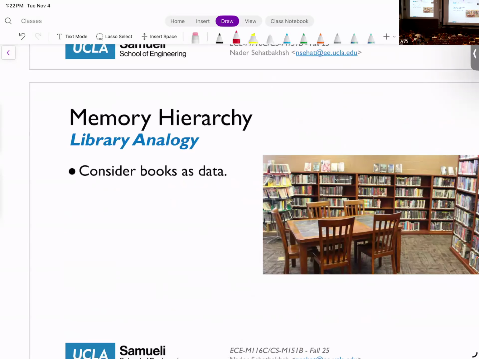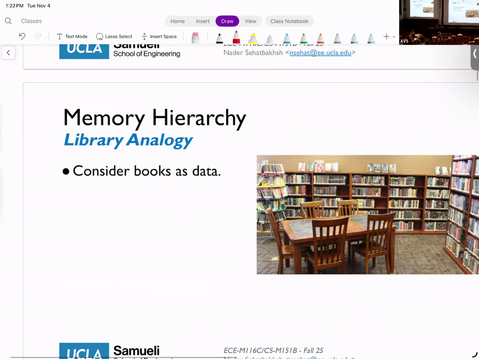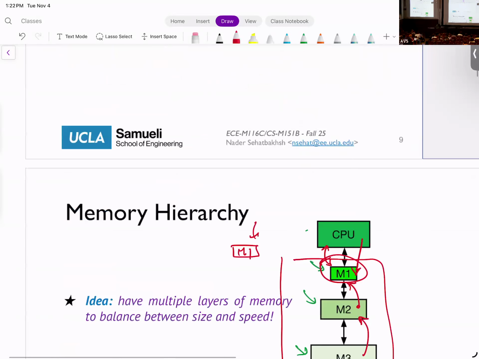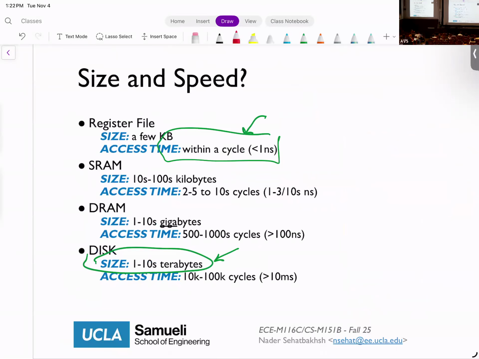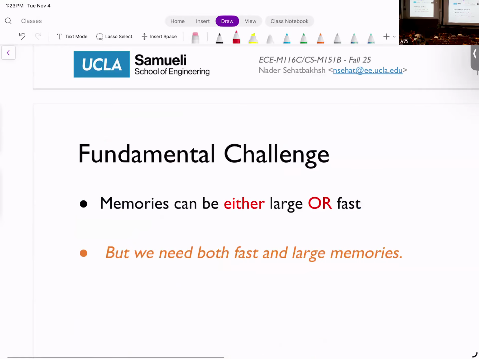And you got a question? Memory one. So think about, for example, memory one as your register file. It's the first memory that you interact with. So as you have seen so far, the register file is technically within the chip, right? So that could be your M1, or your M1 could be the first layer of SRAM.